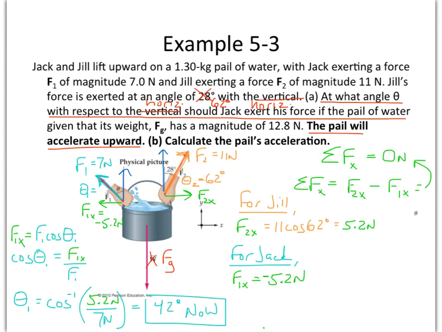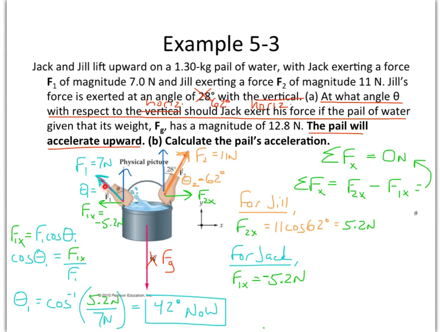Now again, remember the original problem said, what is it from the vertical? Well, if you wanted to find it from the vertical, if this was 42, then this would be 90 minus 42, which would be, I think, 48. All right? But all we're going to care about in this problem is just the angle from the horizontal that Jack is going to be pulling at. Okay? So that's our answer. 42 degrees north of west.